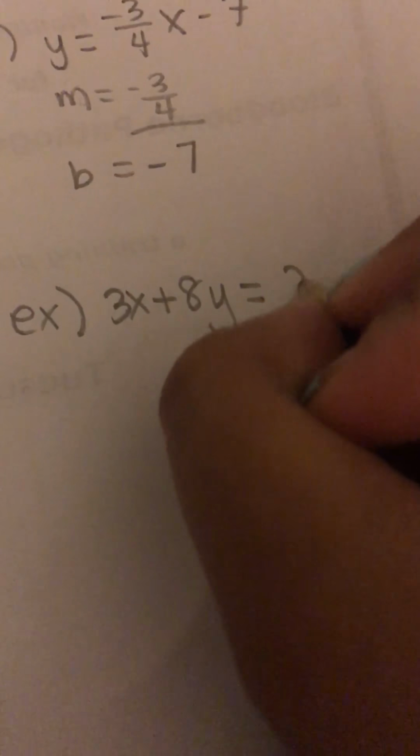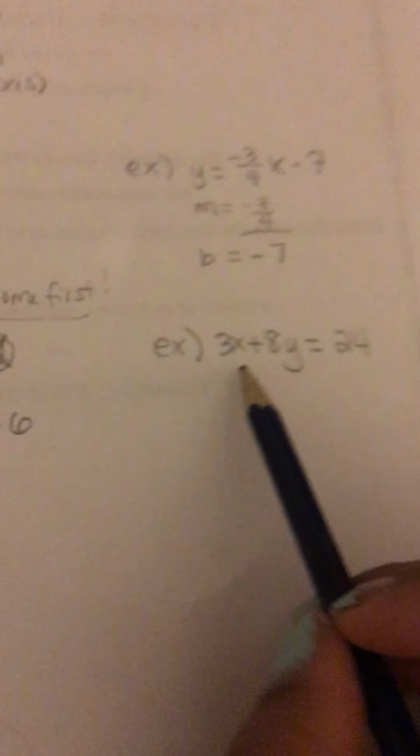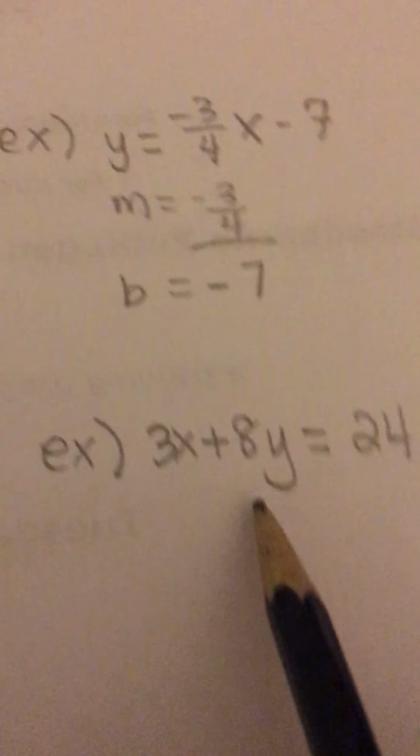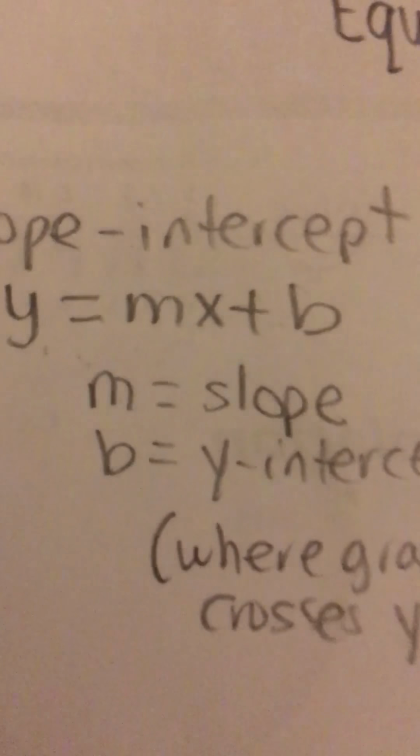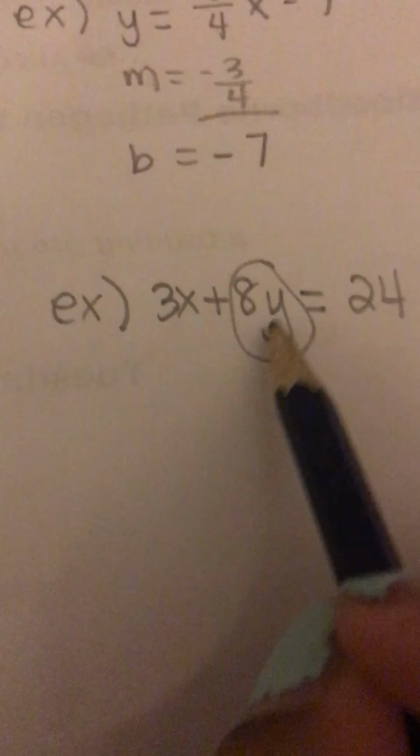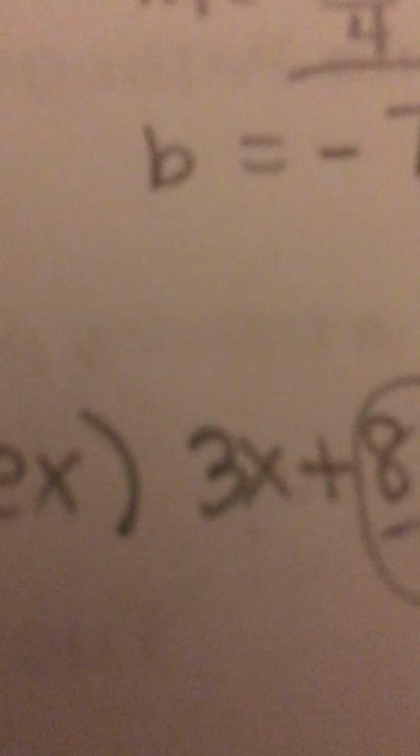Alright, so if we take a look at another example. Okay, so here it is. It's in standard form. We can't get the slope from here, so we're going to change it to slope-intercept form. So first thing is we want to get y by itself. Right now it's being blocked by the 8. We can't divide yet because this is in the way. We have to get rid of this 3x first.